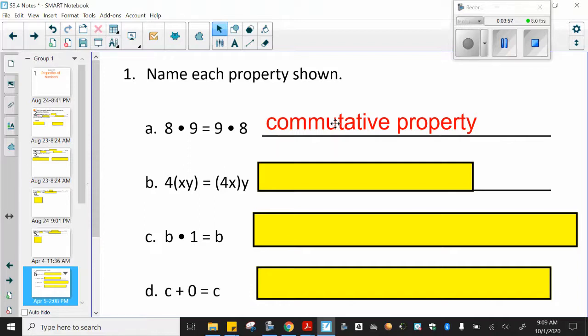All right, B. 4 times the quantity x times y is the same thing as the quantity 4 times x times y.